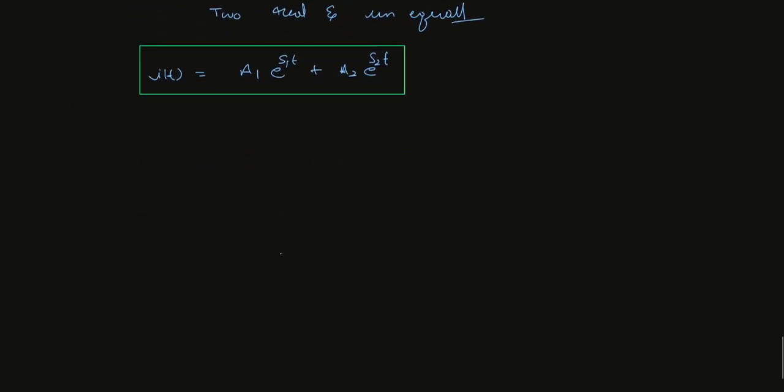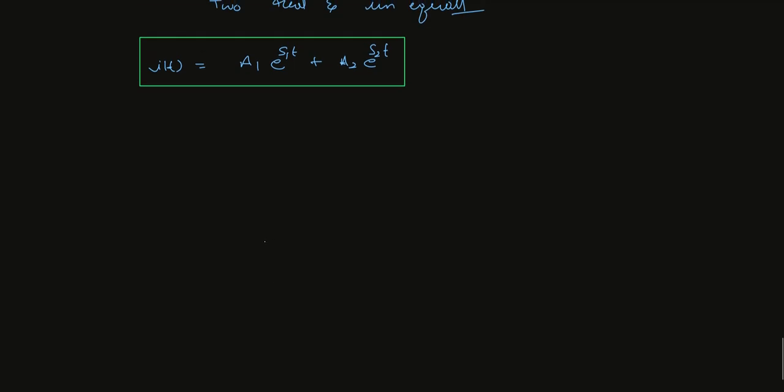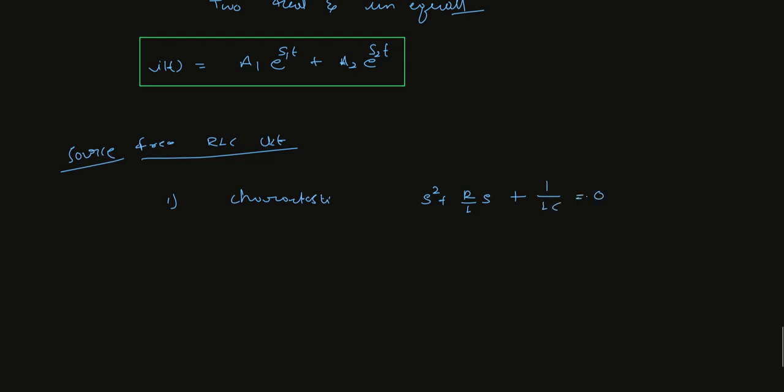So we got all the equations, and let's see the conclusion for the source free RLC circuit. What we got? So we got the 3 conditions. First thing is the formulas I am writing here. Characteristic equation, that is s square plus r by l into s plus 1 by lc is equal to 0.